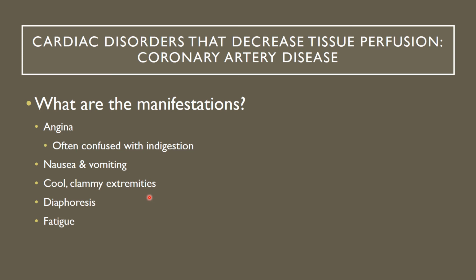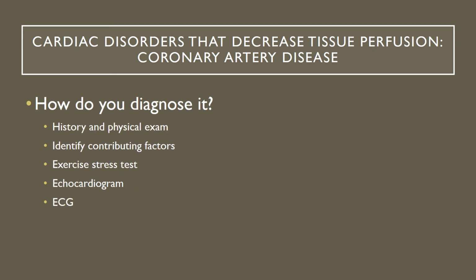We can see nausea and vomiting, cool and clammy extremities. So people who have coronary artery disease often feel cool to the touch. Their skin feels clammy. And sometimes they will begin to sweat a lot, so that is diaphoresis, and they might sweat quite a bit even though it's not hot out. And then fatigue, right? So anytime perfusion of the heart is affected, we're going to get a decrease in cardiac activity.